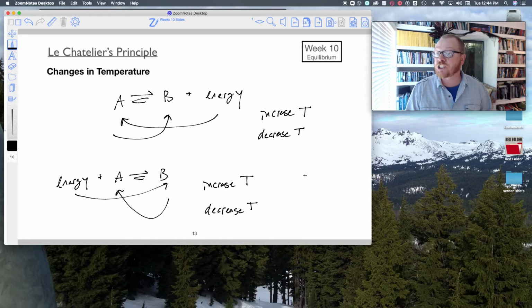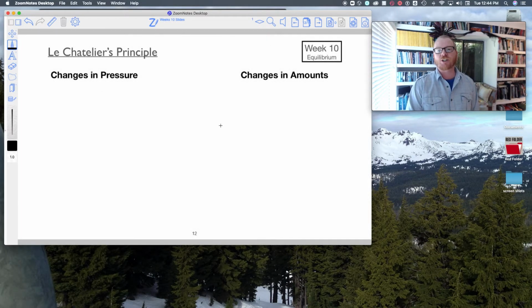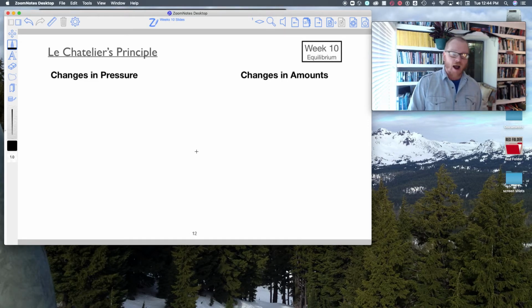And so all of this is established, so we can then recognize that the only thing that actually changes the equilibrium constant is temperature, through this equation: K equals the exponential of negative delta G of reaction divided by RT. So we recognize that K is dependent upon what the temperature is. So with changes in pressure or changes in amounts or changes in volumes, I'm not going to go through this, but it does not change the equilibrium constant. Does not change K.